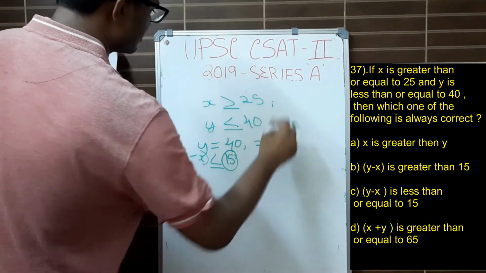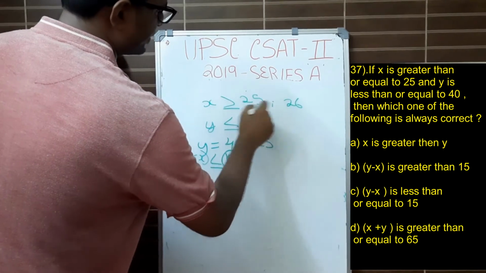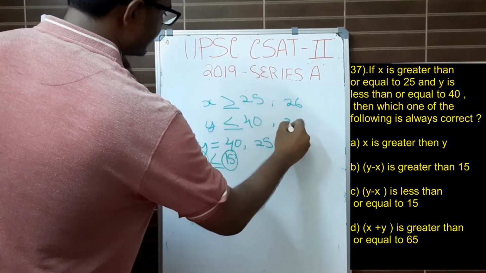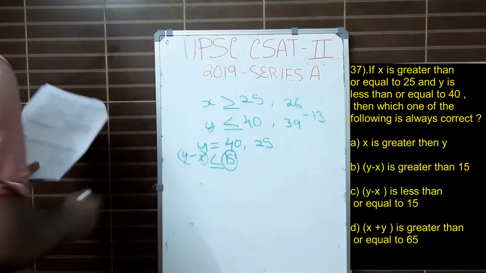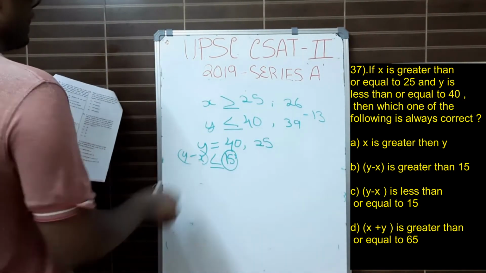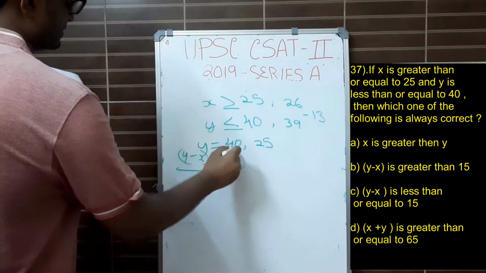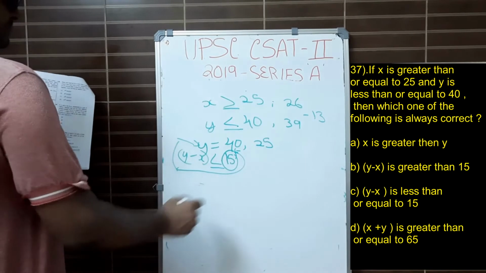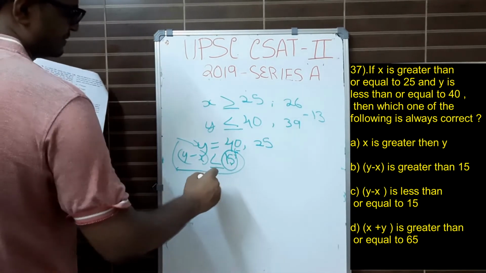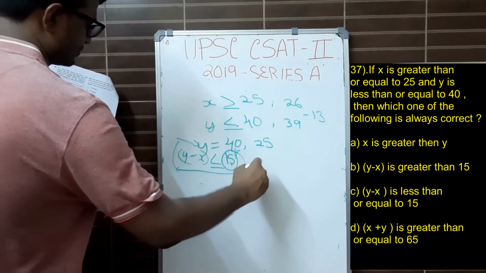Take numbers which are pretty close to x. X has to be greater than or equal to 25. So 26 and say 39. 39 minus 26 is 13. So whatever number you assume for x and y, it is always going to be lesser than or equal to 15. This particular thing which we try to draw is actually the extremity. So the extreme value is actually 15, so lesser than or equal to 15 holds good.